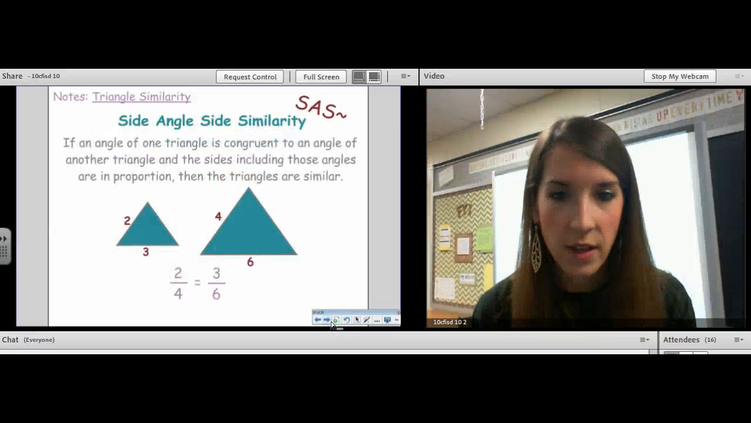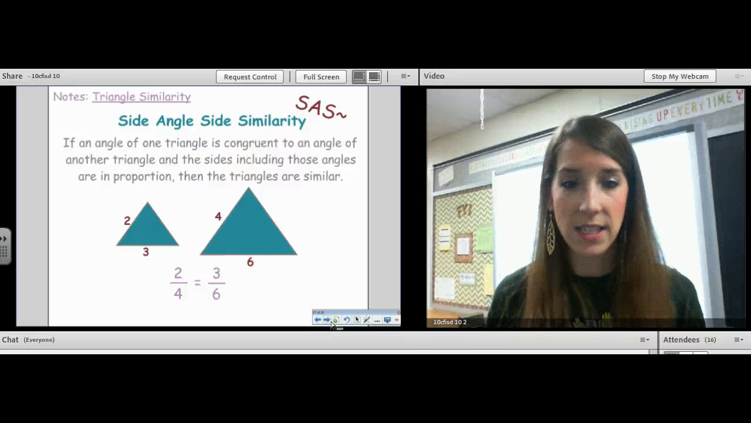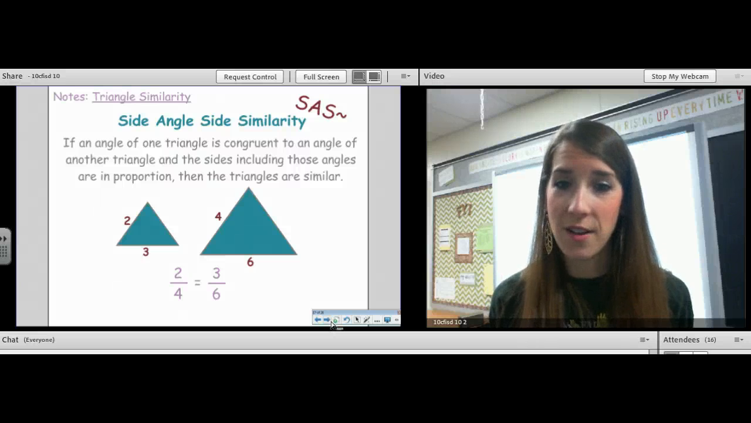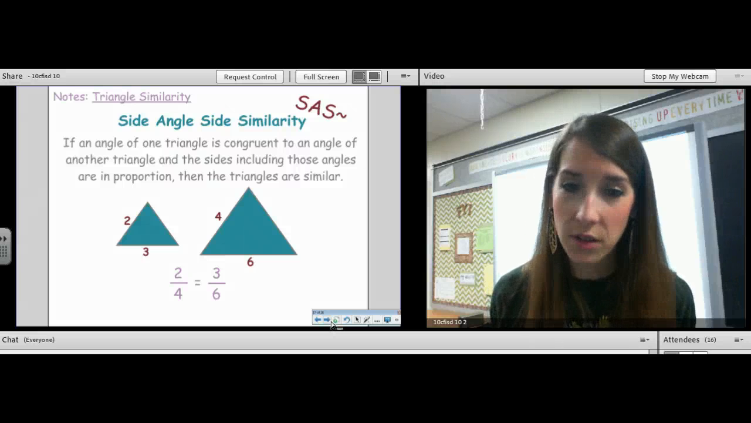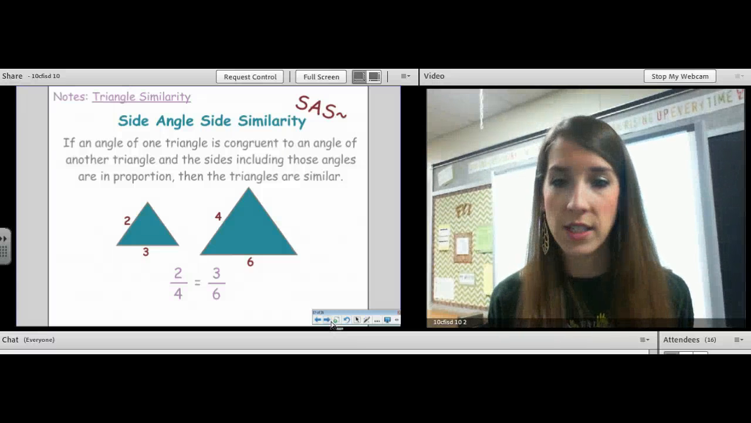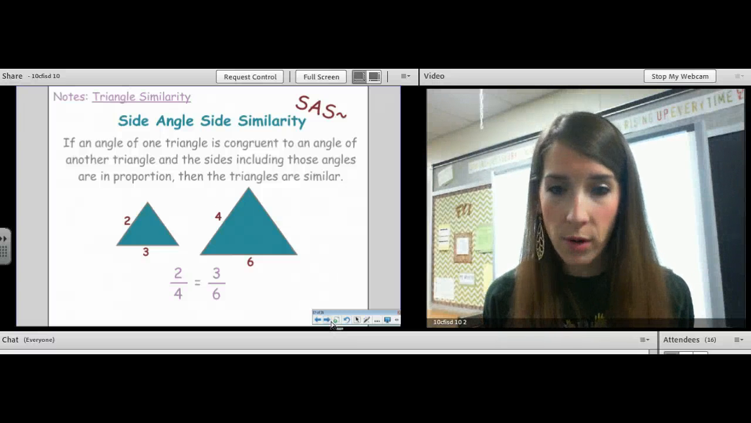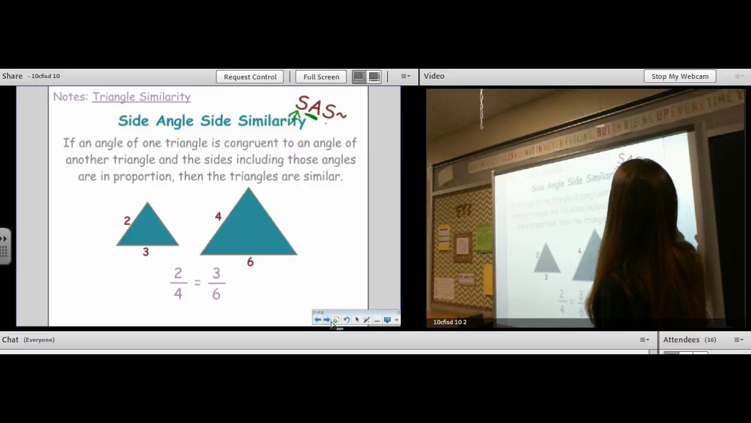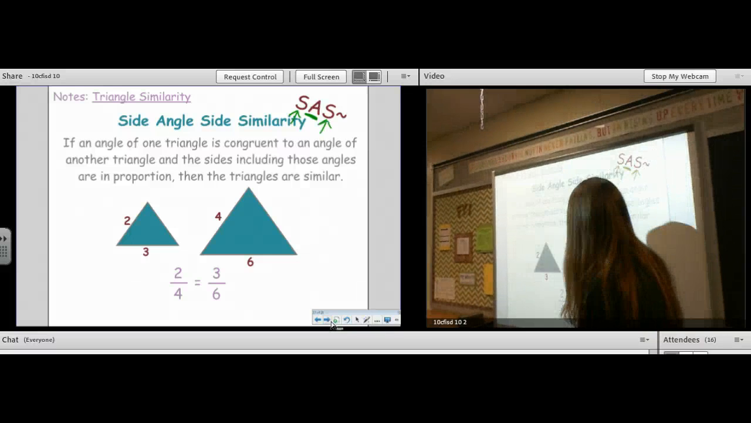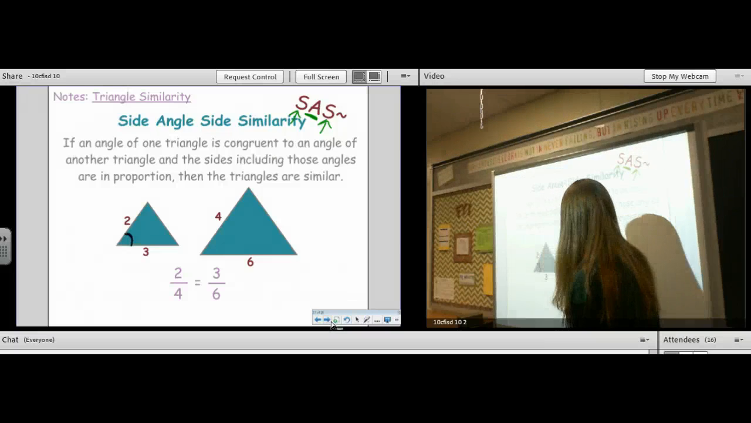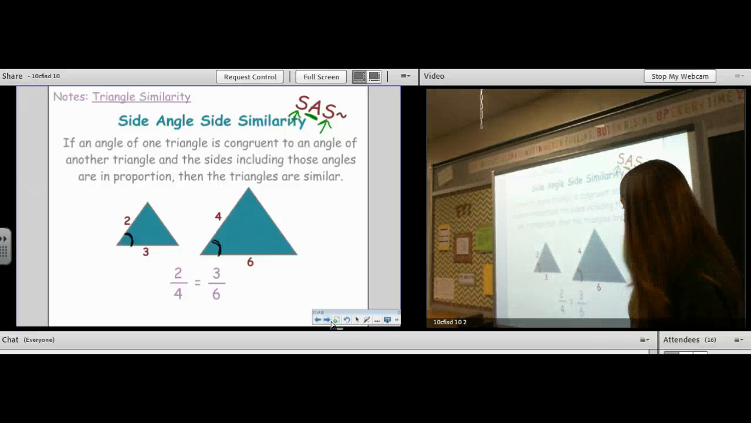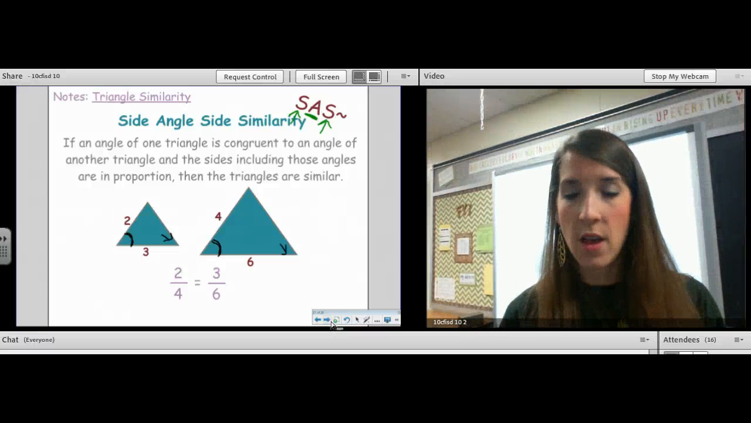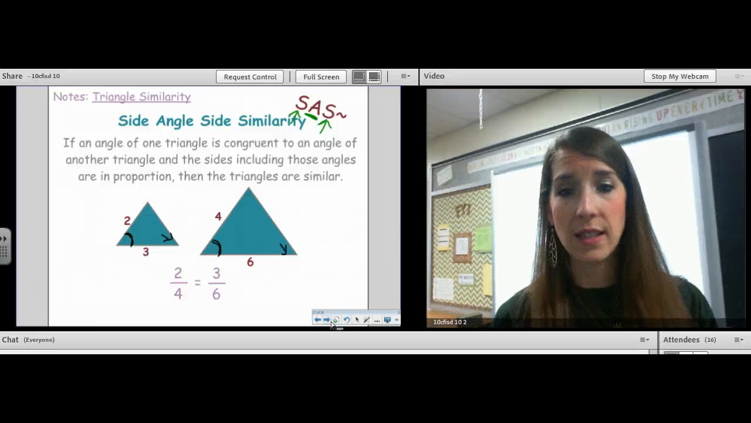Last one of the day. Side, angle, side similarity. This is the last one that works. There's only 3 to keep track of. If an angle in one triangle is congruent to an angle of another, and the sides including the angles are proportional, then they are similar. The most important thing about this theorem is that since the letter A is between the letter S's, the angle has to be the angle that's between the sides. If it's this angle right here, the answer is no. They're not guilty of being similar. It has to be the angle between the sides.